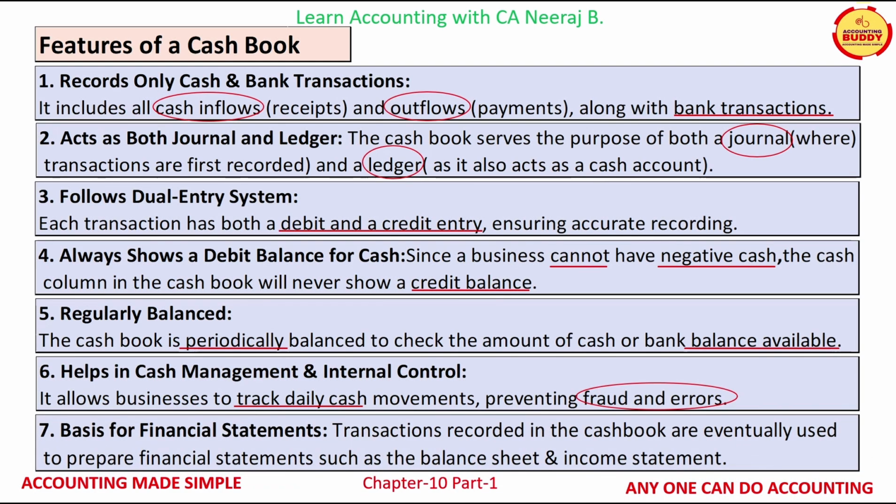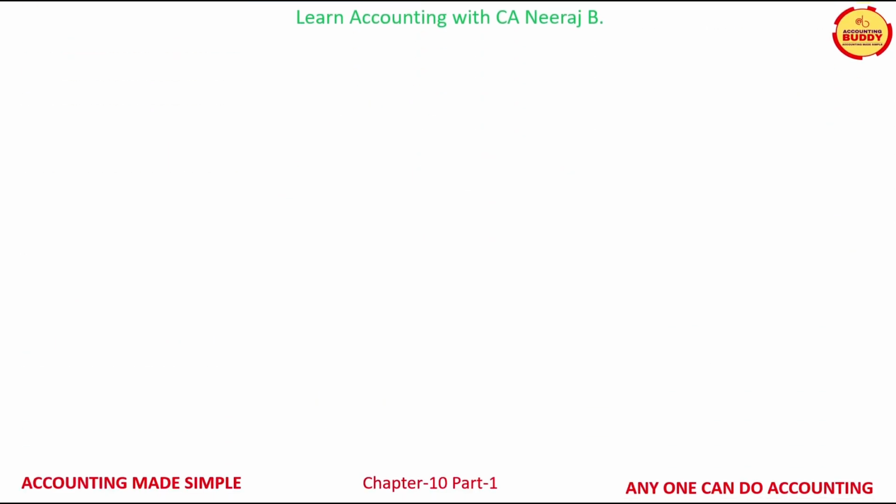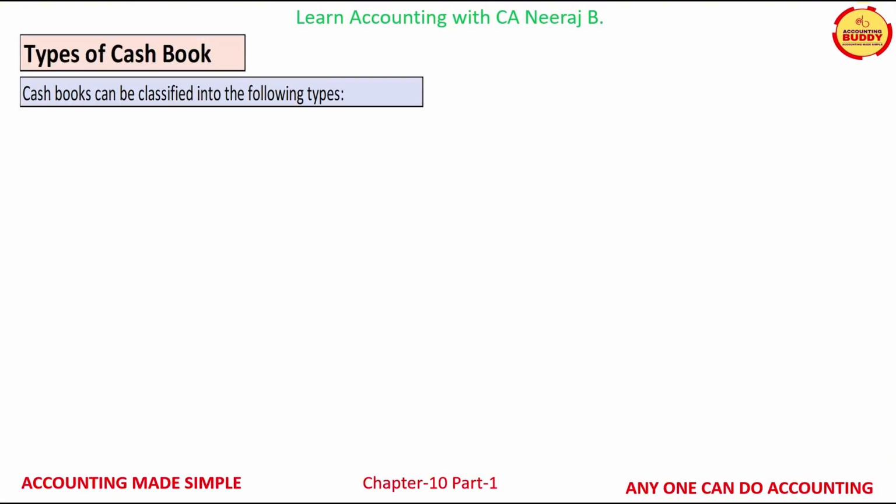Feature number 7 is cash book is basis for preparing the financial statements. Transactions recorded in the cash book are eventually used to prepare financial statements such as balance sheet and income statement. Let us now learn about types of cash books. Cash book can be classified into following types.